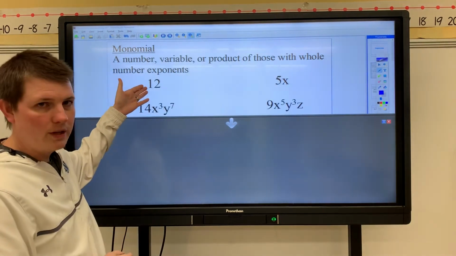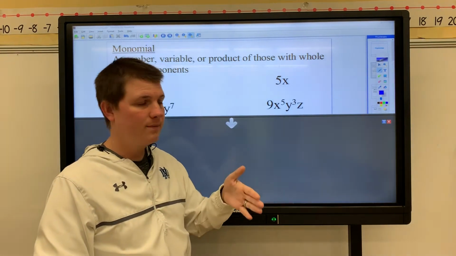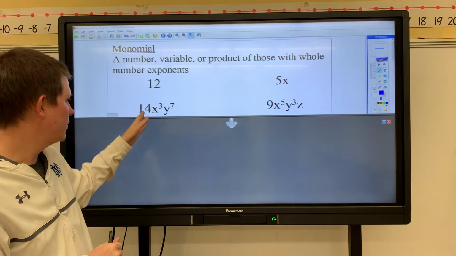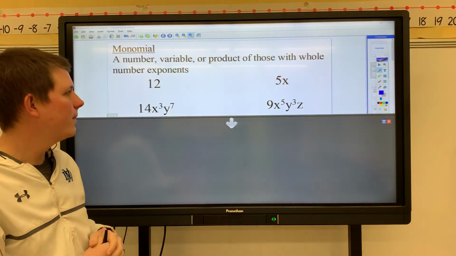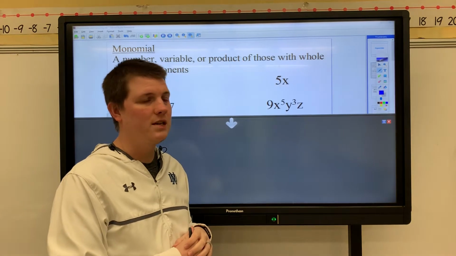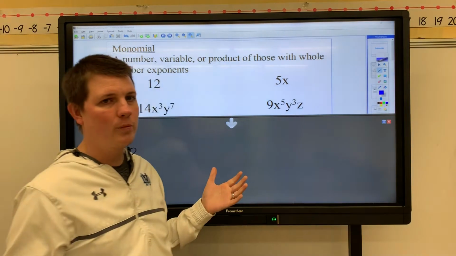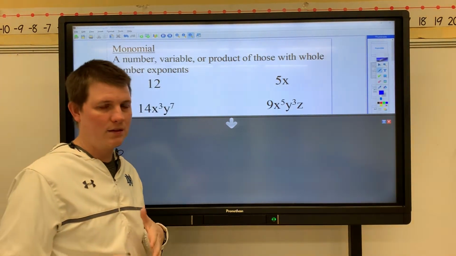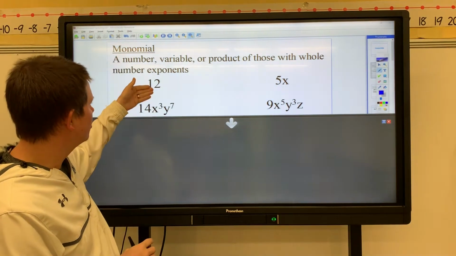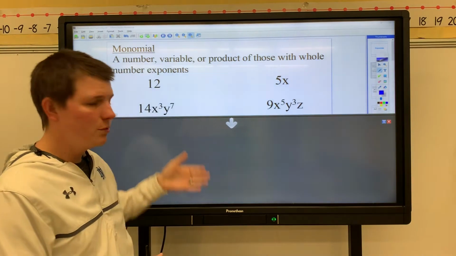12 is a monomial, it's just a number. 5x is a monomial, it's 5 times x. 14x to the third, y to the 7th, because we're multiplying 14 times x times y. And 9x to the 5th, y cubed, or y to the third, z. When we multiply these three together, that makes a monomial. So these are monomials. We've called them terms in the past, and I'll use that word again throughout this chapter, but they're monomials. So it's just a variable, or a variable and a number multiplied by each other.